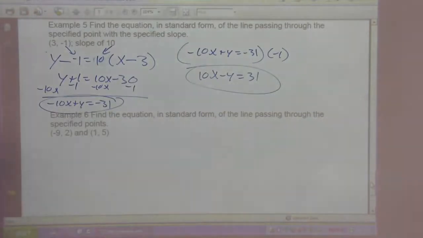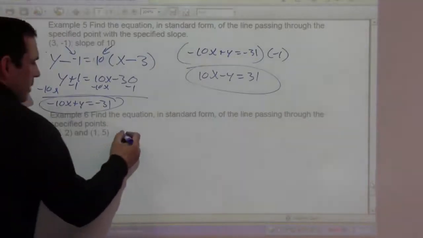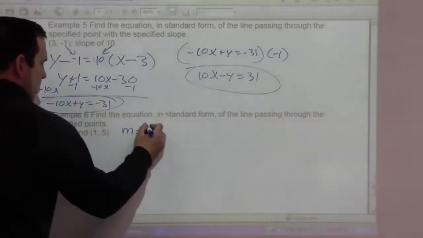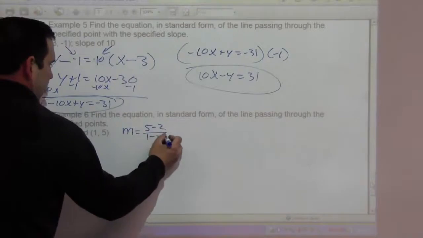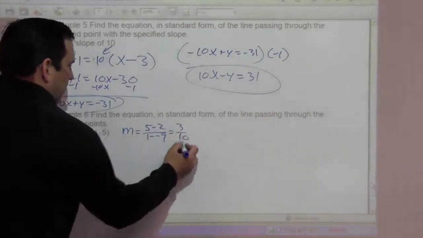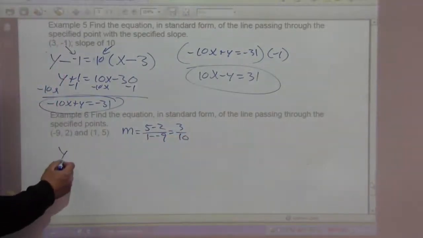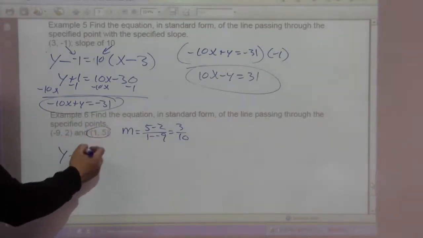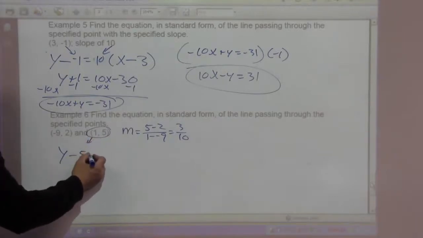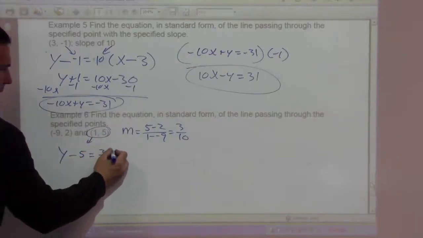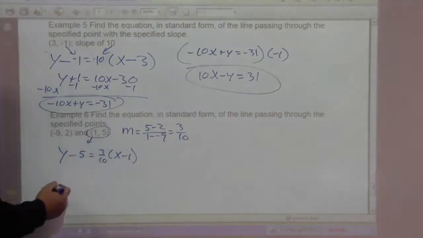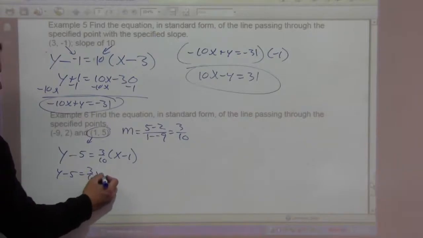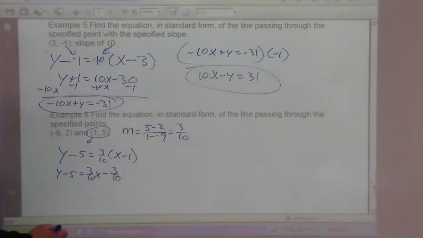Okay, example 6 says find the equation in standard form of the line passing through the specified points. So let's get our slope. It's going to be 5 minus 2 over 1 minus negative 9. It's 3 over 10. So y minus, and now we get to pick one. I'll pick the 1, 5. Y minus 5 equals 3/10 times x minus 1. So y minus 5 equals 3/10 of x minus 3/10.